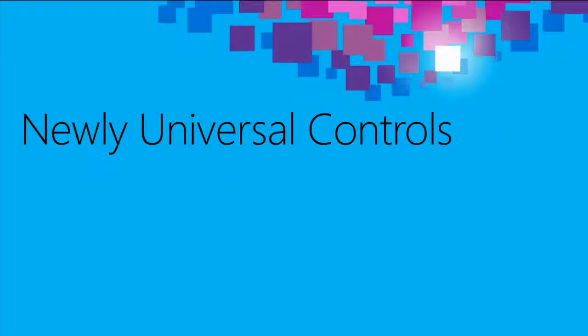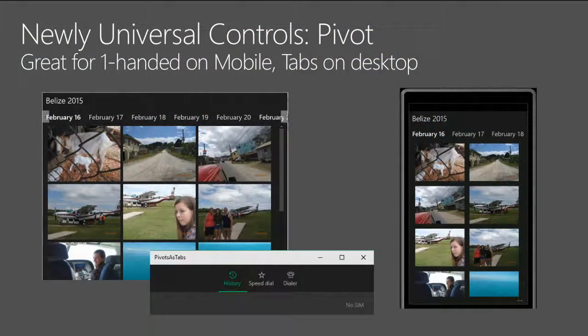In addition to the convergence of two different controls, we've also introduced some newly universal controls. For example, pivot. Pivot was a control that existed only on phone before. It has now been made a truly universal control. You can access a pivot control from your desktop apps as well, and any other device that is going to run Windows 10. But the way we have converged pivot is to make sure that it is optimized for one-handed use when you're on phone, and optimized for desktop use when you're on the desktop. And we have built a lot of capability into the control to make it truly universal.